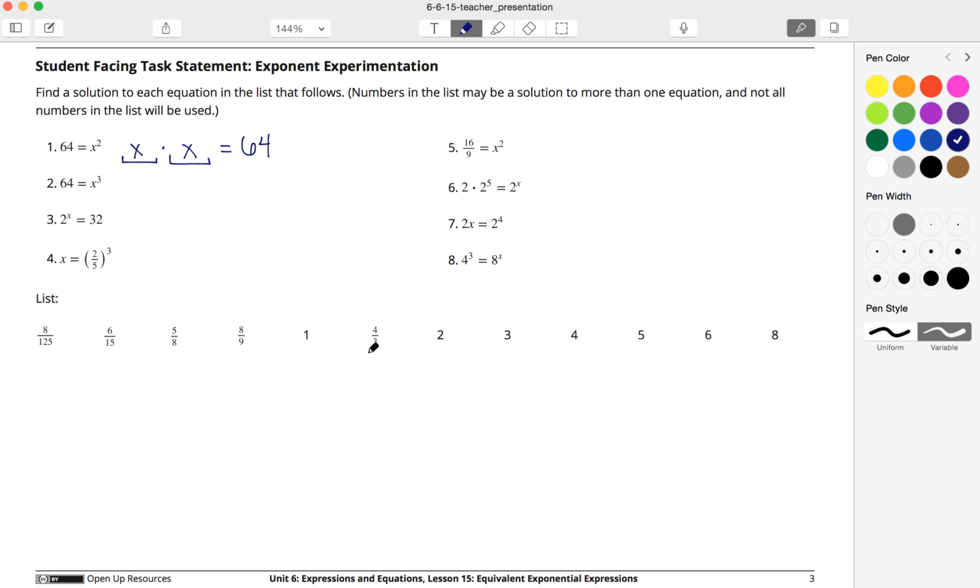That doesn't make sense. 4 thirds times 4 thirds is 16 over 9. That doesn't make sense. 2 times 2 is 4. Nope. 3 times 3 is 9. No. No. No. Hey, there we go. 8 times 8 is 64. So my answer is x equals 8 for this first one. And you're going to go through all of them like that.